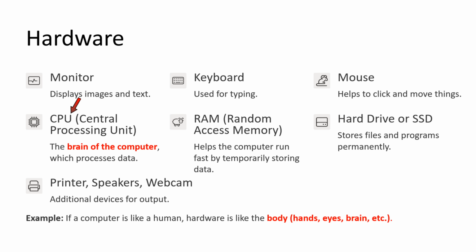Next one is RAM, random access memory, which helps the computer run fast by temporarily storing data. Next one is the hard drive or SSD, which is used to store files and programs permanently. Next are the printer, speakers and webcam, which are additional devices for output. If a computer is like a human, hardware is like the body, like hands, eyes, brain, etc.